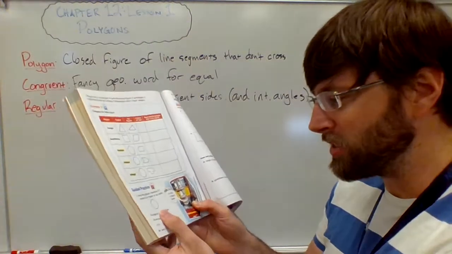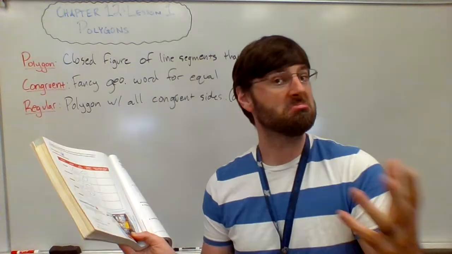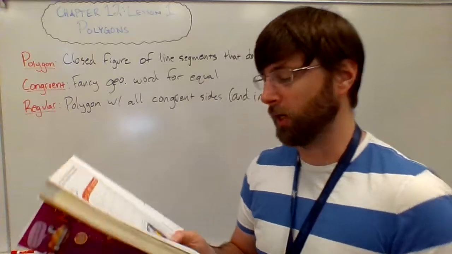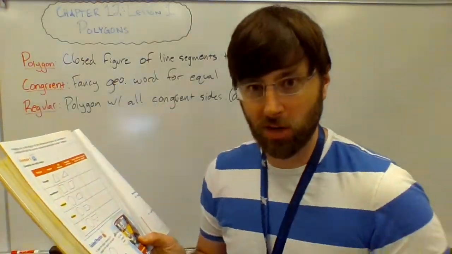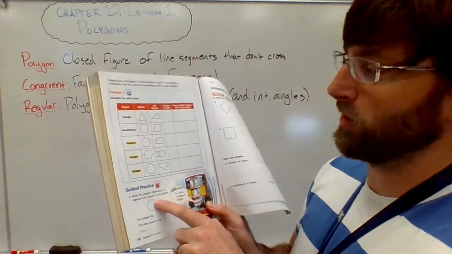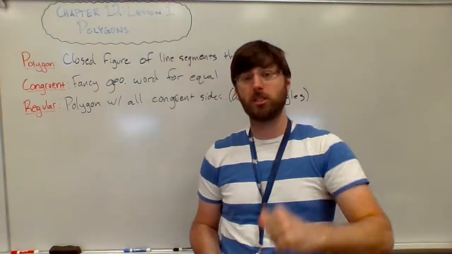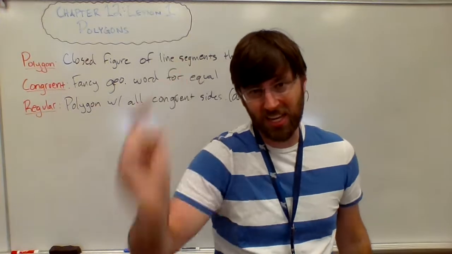Okay, so what type is it? It's got 8 sides and 8 interior angles. So it's an octagon. It's an octagon, okay? And is it regular or is it not regular? Spoiler alert, right up there. You just have to look. All the sides are congruent. All the interior angles are congruent. And so, yes, it is regular.